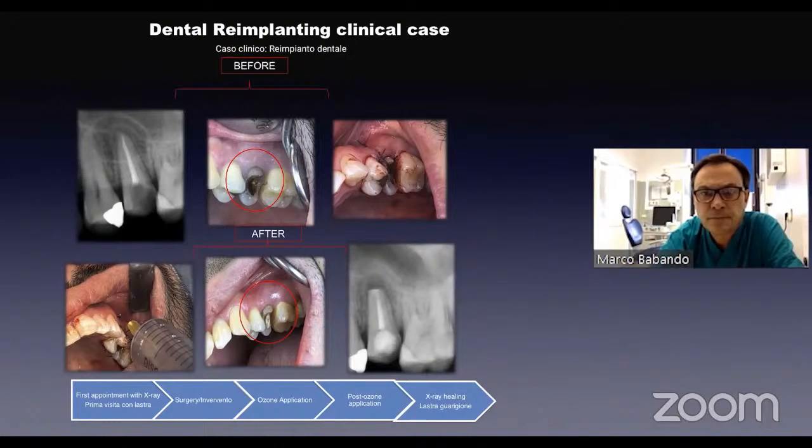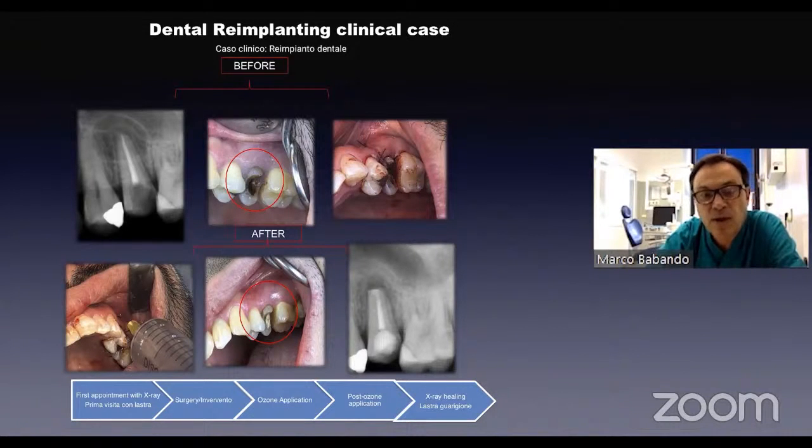This is another case of dental reimplant. It's a very simple case. The extraction was simple, and it was easy not to compromise the alveolus. So we were able to successfully complete the dental reimplant.